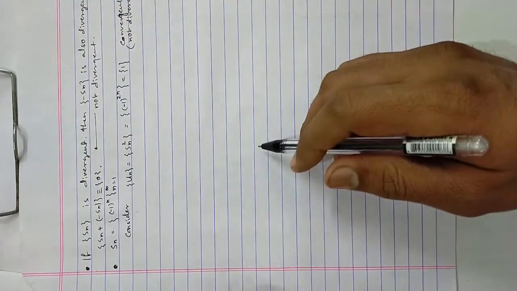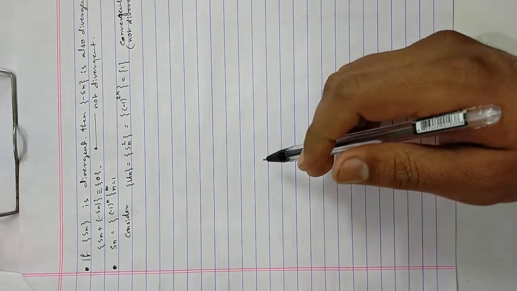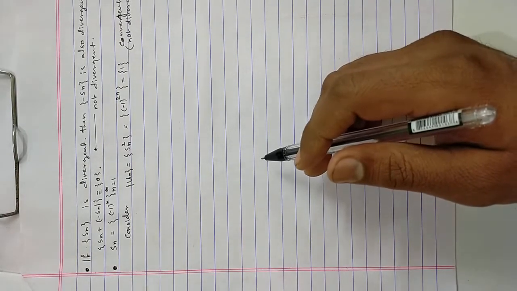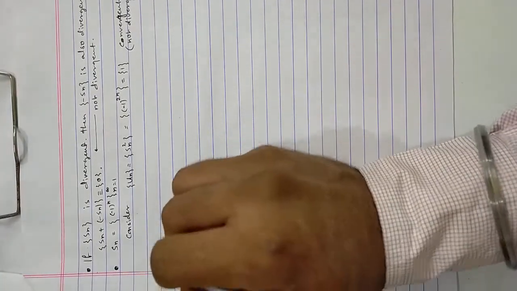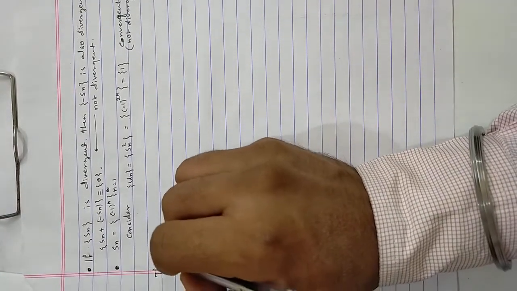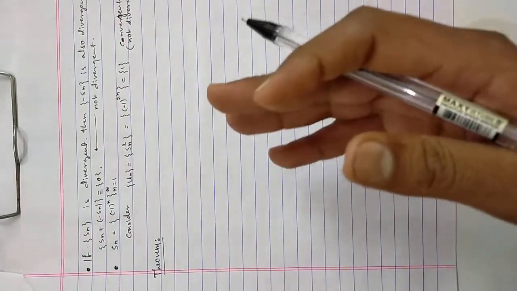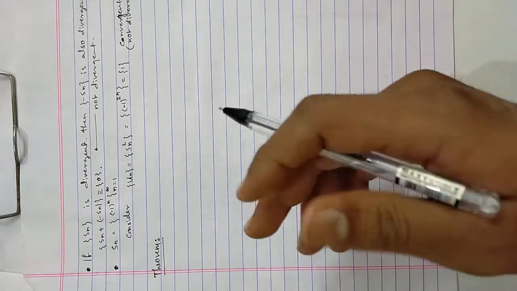So these are some examples showing that addition or multiplication of two divergent sequences need not be a divergent sequence. It can come out to be a convergent sequence. So let us see a theorem in which case the operation on divergent sequences will produce again a divergent sequence. A few theorems are there.